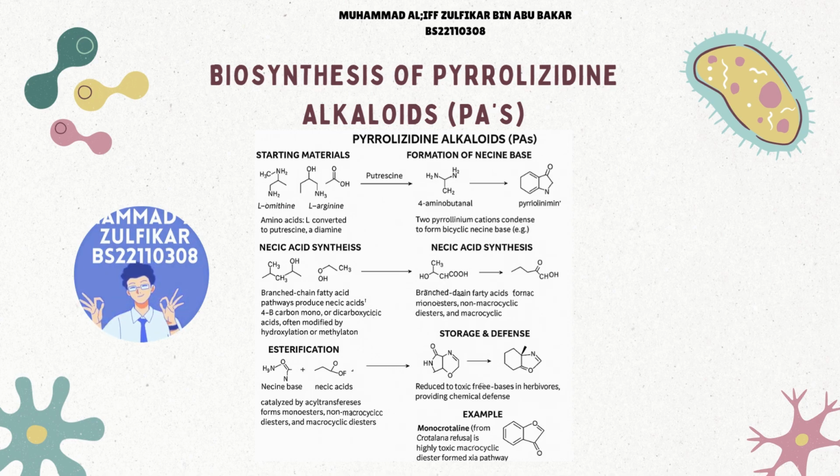The second step is the necine base formation. Two molecules of the pyrrolinium cation condense to create the pyrrolizidine skeleton, known as the necine base, such as retronecine. This step is highly specific and likely catalyzed by an enzyme. The necine base forms the core bicyclic ring structure found in all pyrrolizidine alkaloids.